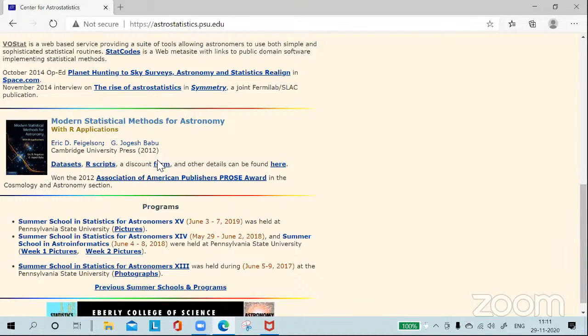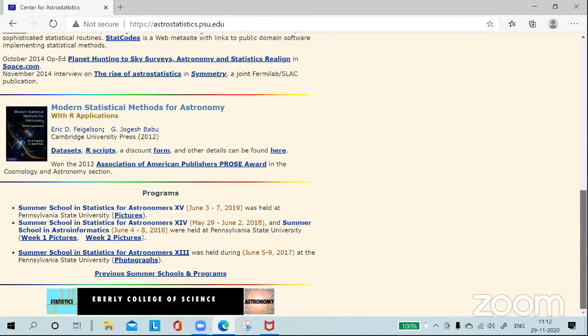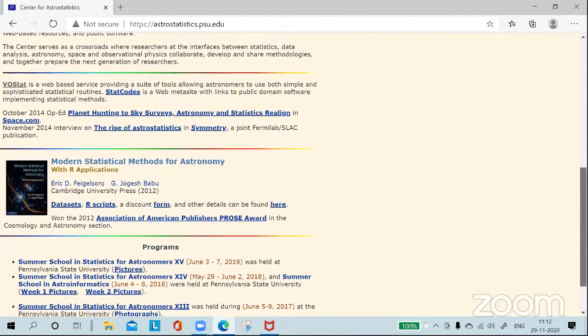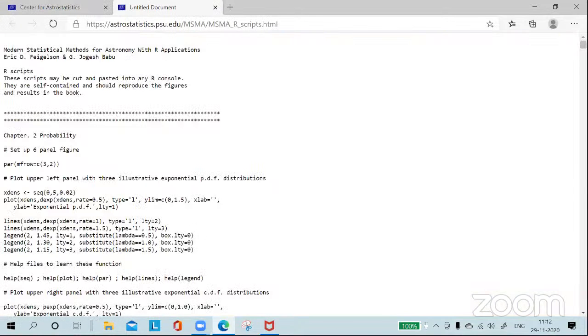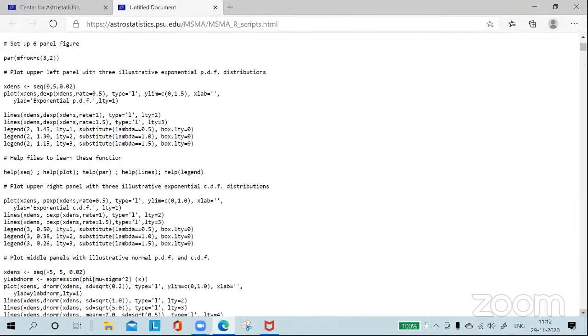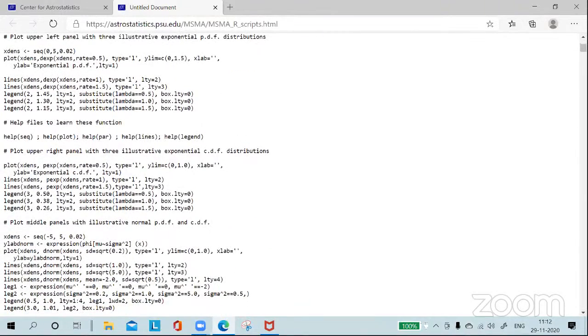And this book is available. Probably it's a bit expensive, but you can buy it. It's a good book. And there are some R scripts which are there. So if you go into these R scripts, there are certain scripts which you can download and run. You can just change them for what you require.